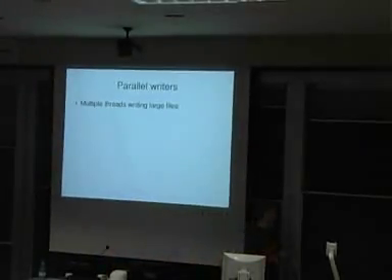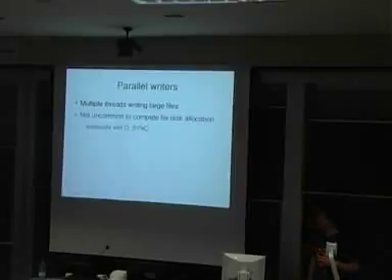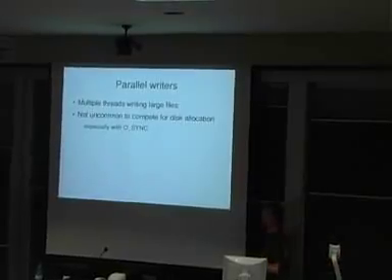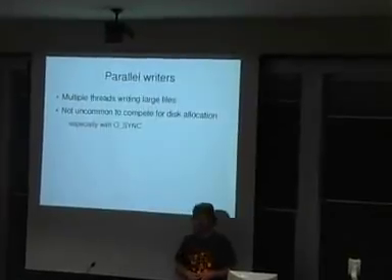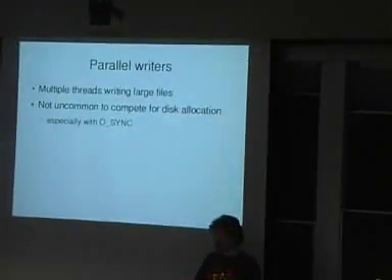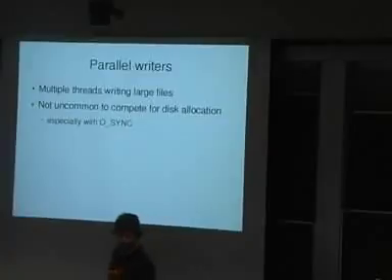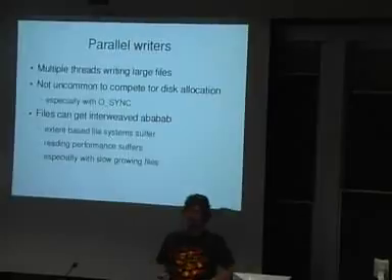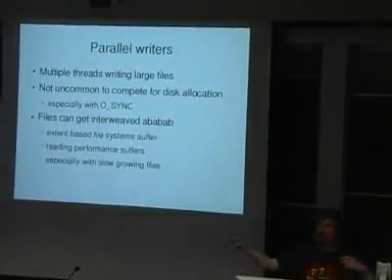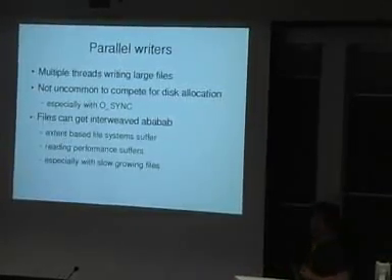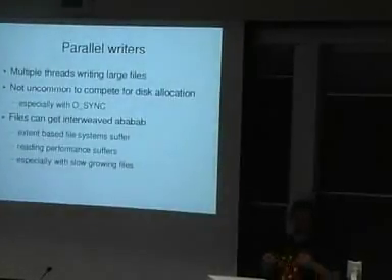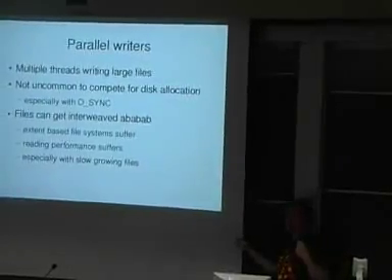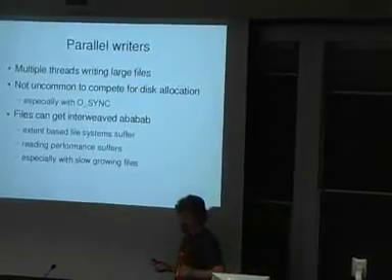Of course, you can have parallel threads writing files out. It's not uncommon to compete for disk allocation, especially with O_SYNC, which just so happens about every database server in the world will always open everything with, except apparently the original Unix port of Oracle. So files can get interweaved like AB, AB, AB, AB, which turns out to be pretty efficient when you're flushing out things, but not so good for reading. Extent-based file systems suffer because they're storing 2-3 times as much data as a single block number, which can get a bit icky. And reading performance suffers.